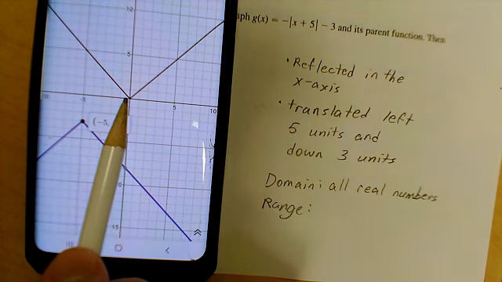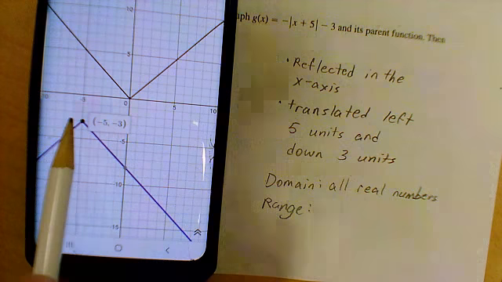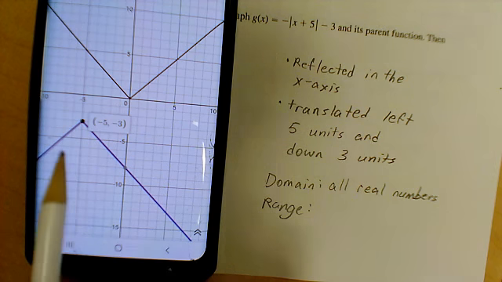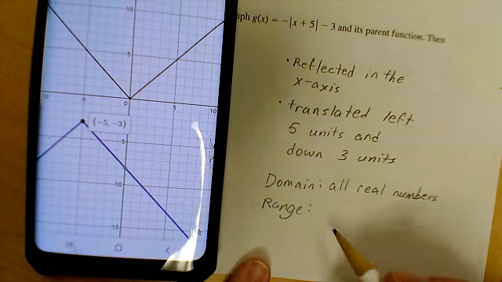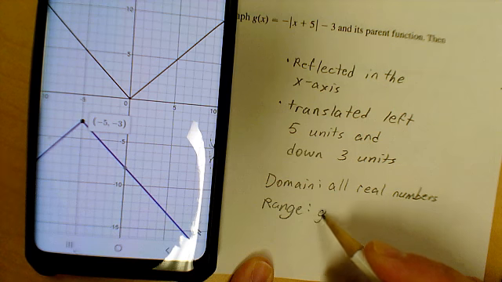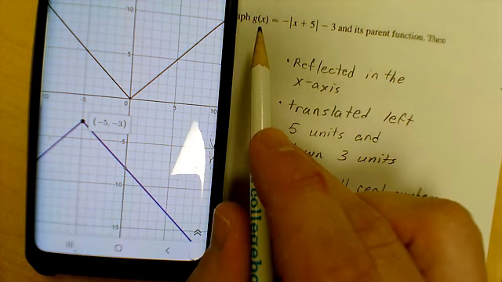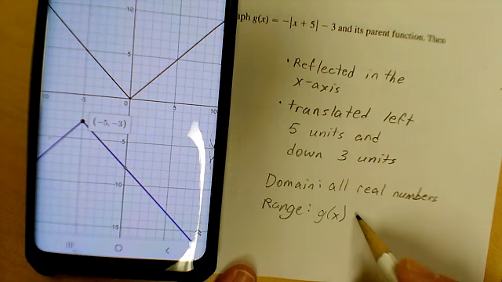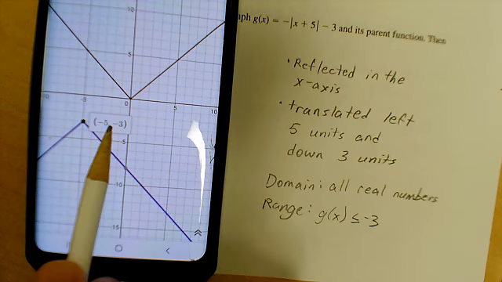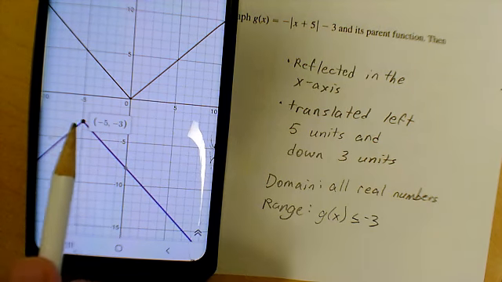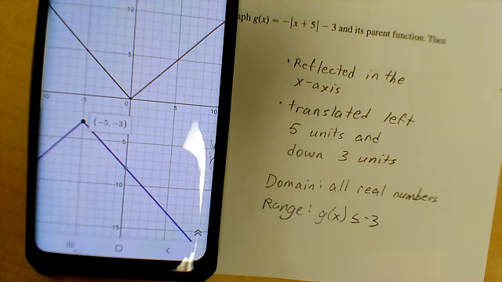For the parent graph, it is greater than or equal to 0 because it went up from there. Here it's going down from -3. So you always look at your y value. So g of x, technically not y, because this function was supposed to be g of x. G of x is less than or equal to -3. That is, the -3 represents the highest value g of x could ever be.